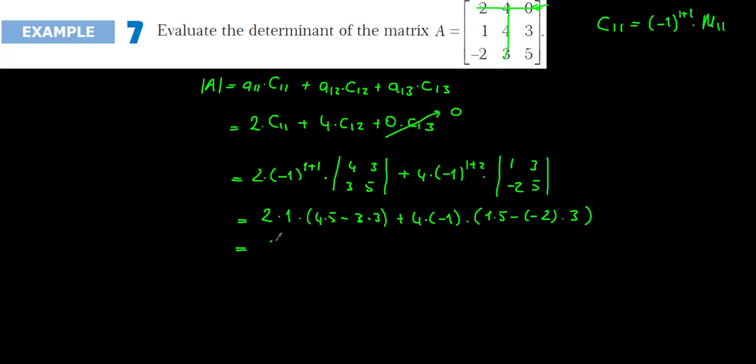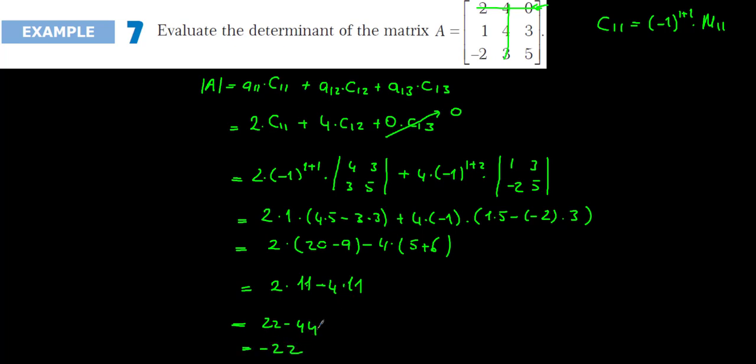and this is going to be equal to 2 times 20 minus 9, plus 4 times minus 1, times 5 plus 6, because minus 2 times 3 is equal to minus 6, minus minus 6 is going to be plus 6. So it's going to be equal to 2 times 11 minus 4 times 11, which is equal to 22 minus 44. That's equal to minus 22. It has to be.